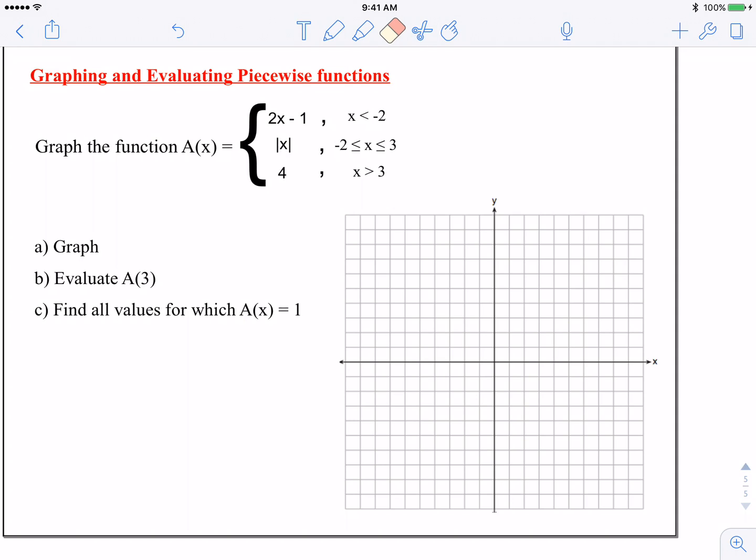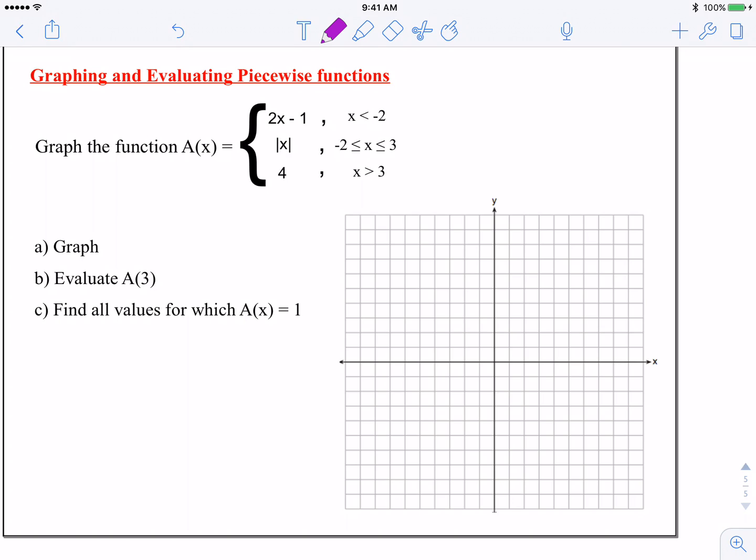Hi everyone. In this video we're taking a look at graphing and evaluating piecewise functions. So we're given the rule a of x, and literally you'll see different pieces or parts of three different functions. We have 2x minus 1, which would be a linear function, some type of diagonal. We have the absolute value of x, which is an absolute value graph or a v-shaped graph. And we have 4. 4 is just going to be a horizontal line, as is any number. F of x equal to some number is a horizontal line. So that one won't be too bad to graph.